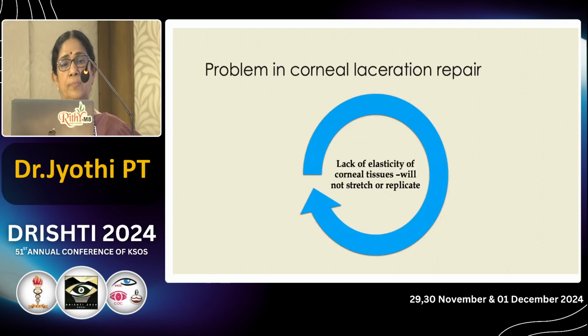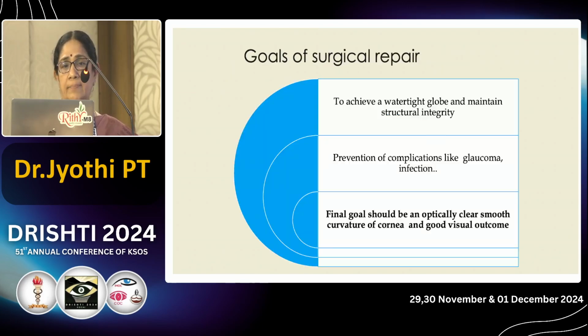So what are the problems that we come across in corneal laceration repair? The lack of elasticity of the corneal tissues, which will not stretch or replicate. The goals of surgical repair are to achieve a watertight globe and maintain the structural integrity, prevention of complications like glaucoma and infection, and the final goal should be an optically clear, smooth curvature of the cornea and good visual outcome.